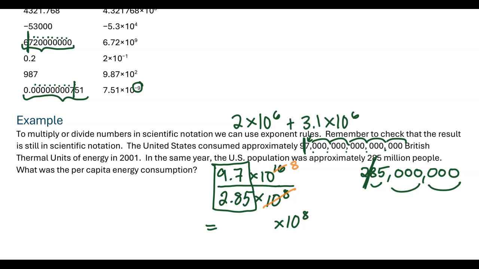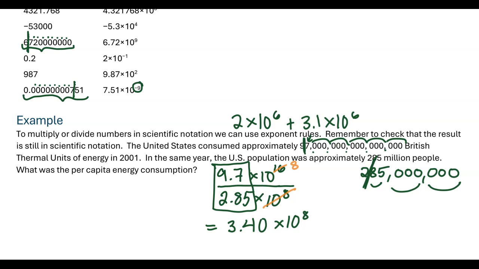And I got 3.4035. I'm going to stick with the 2 decimal places. In your science classes, you'll talk about significant figures. I'm not going for that here. We had the 2 decimal places on the 2.85, so we'll stick with about that.